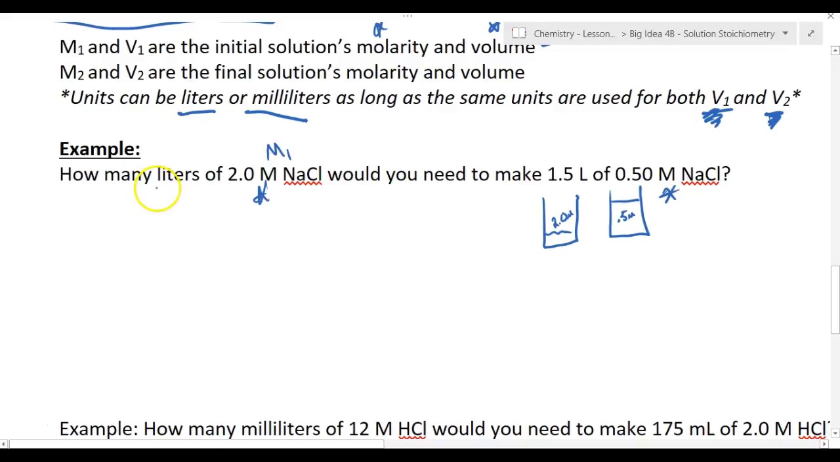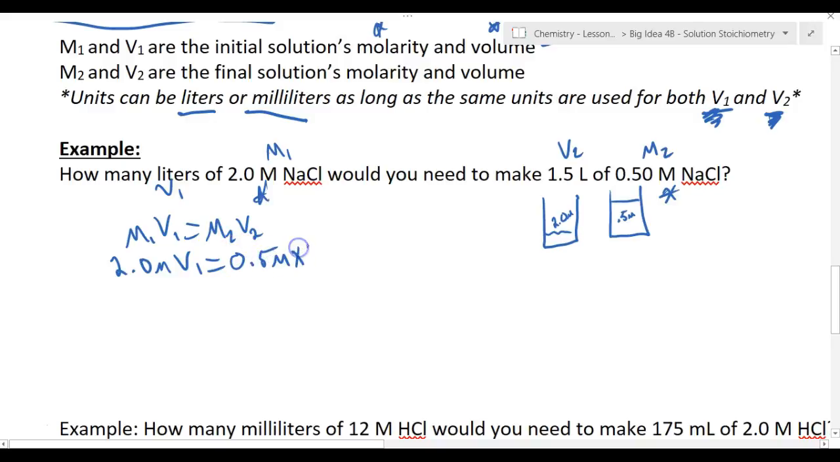Okay, liters, this is going to be your V1, because this is what we are looking for. Then you have your V2 and your M2. So we set our equation, M1 V1 is equal to M2 V2. We plug in what we know, 2.0 molarity times V1 is equal to 0.5 molarity times 1.5 liters.